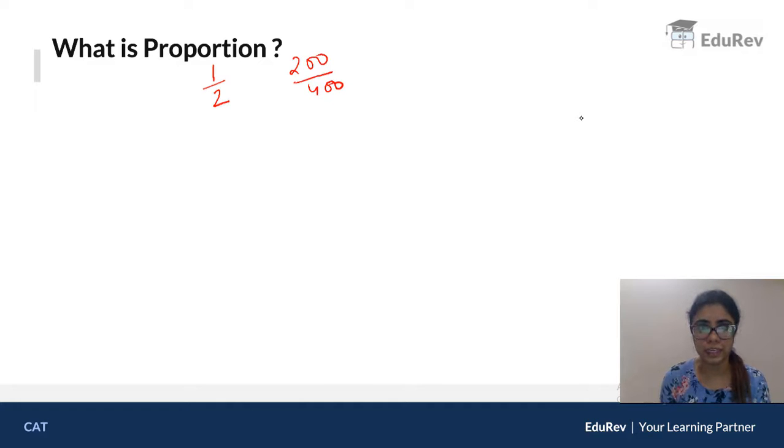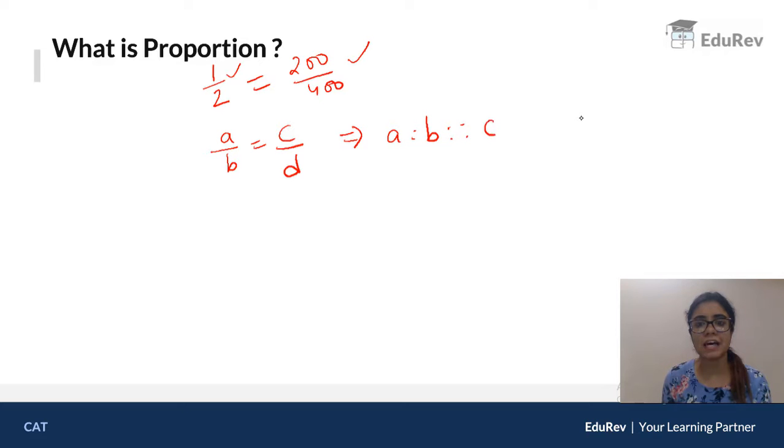200/400, correct? They are equal, right? Because this is 1/2, this is also 1/2. So both of them are said to be in proportion. So suppose if A/B is equal to C/D, then A, B, C, D are said to be in proportion. So how do you write this? You write this as A is to B is the same as C is to D.